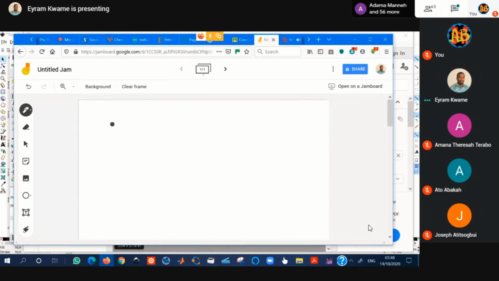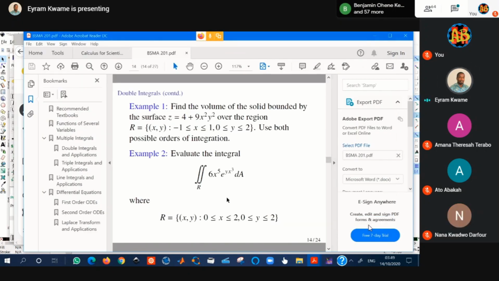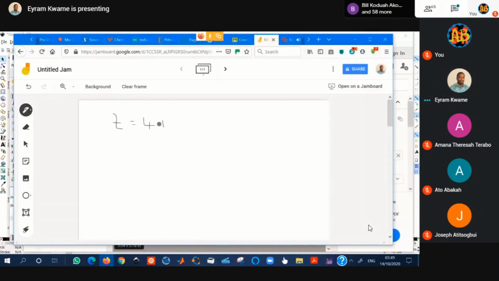Z is equal to what? What's the function? I think 4 plus 9x squared times y squared. Good. So this is what I've been given. So I've been given 4 plus 9x squared y squared.